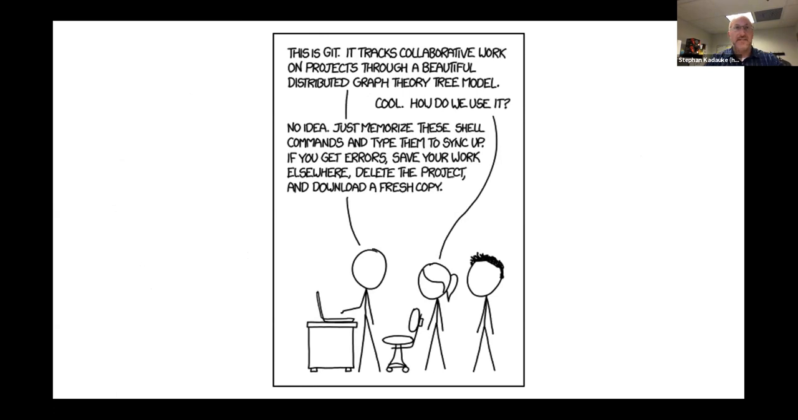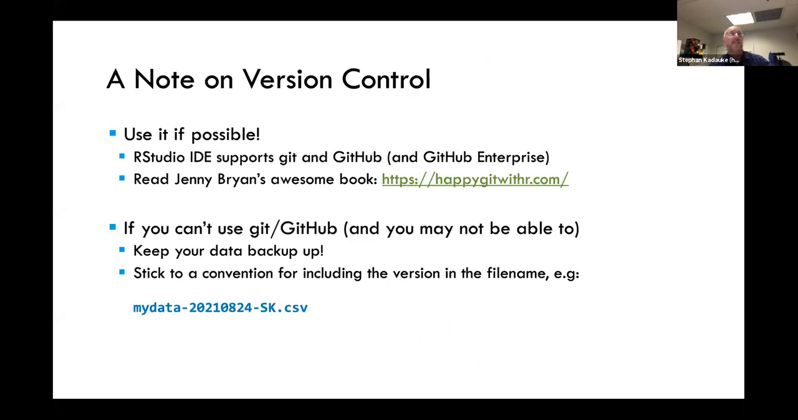This is one of my favorite XKCD comics. This is Git. It tracks collaborative work and projects through a beautiful distributed graph theory tree model. Cool, how do we use it? No idea. Just memorize these shell commands, type them to sync up, and if you get errors, save your work elsewhere, delete the project, download a fresh copy. And this is how I use Git. This is how everybody uses Git. So a note on version control.